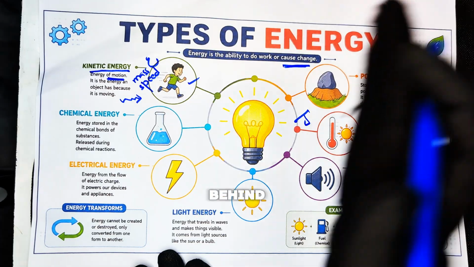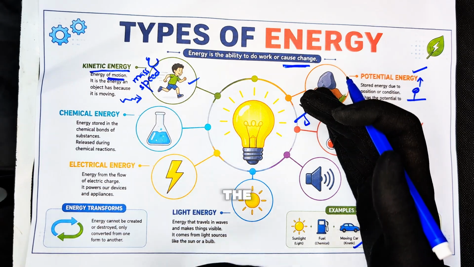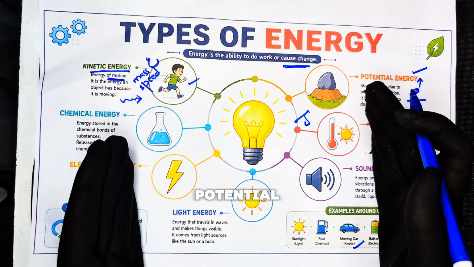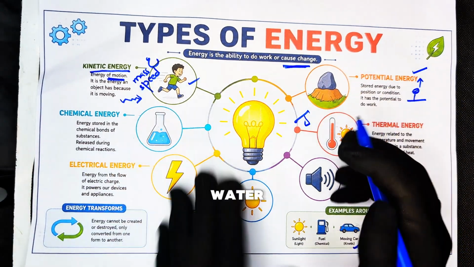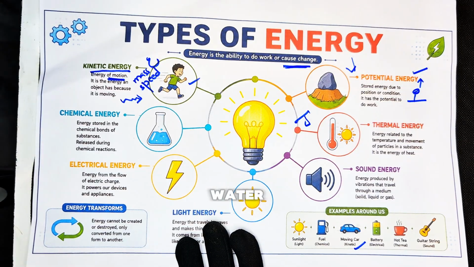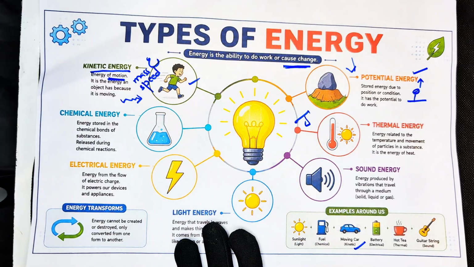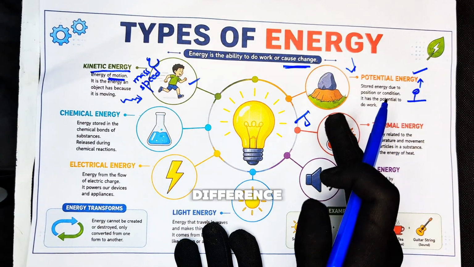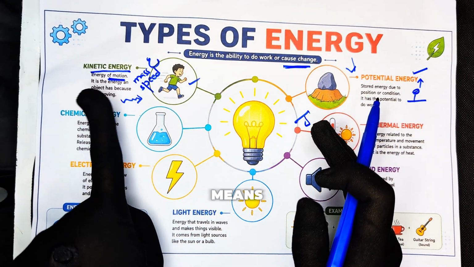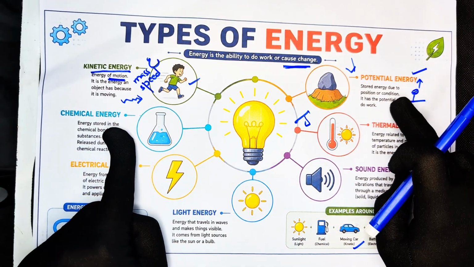Water stored behind a dam is another great example because the water is high above the ground. It has gravitational potential energy. When that water falls, its potential energy changes into kinetic energy. So remember the simple difference. Kinetic energy means moving energy and potential energy means stored energy.